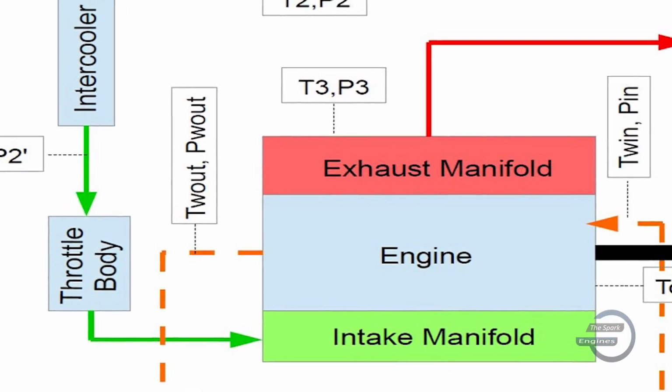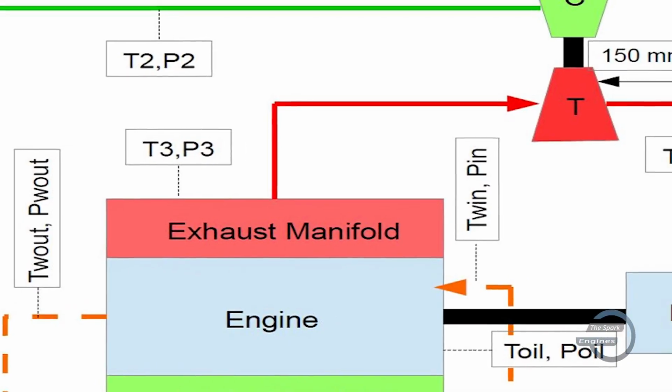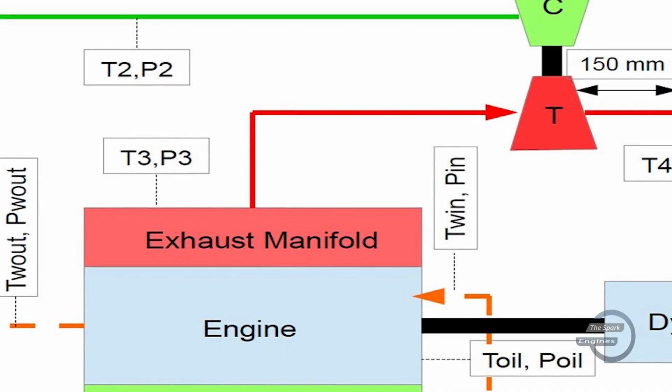Now, after combustion takes place, the hot exhaust gases come out from the exhaust manifold. Now, we need to capture the temperature and pressure of exhaust gases right after the exhaust manifold, or if possible at the outlet of the exhaust manifold. These are known as T3 and P3.